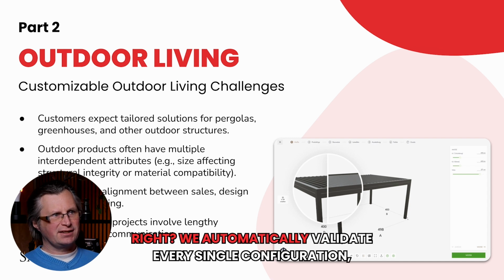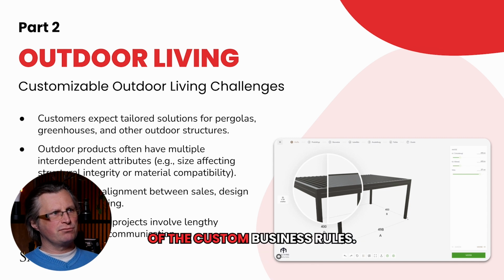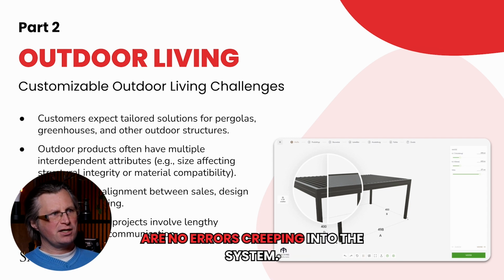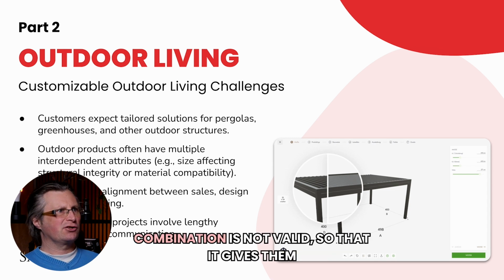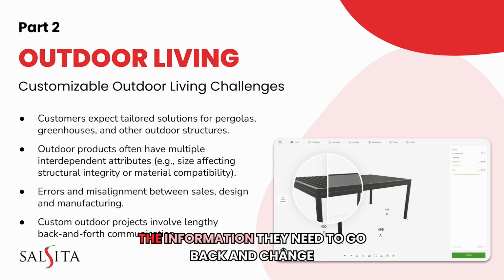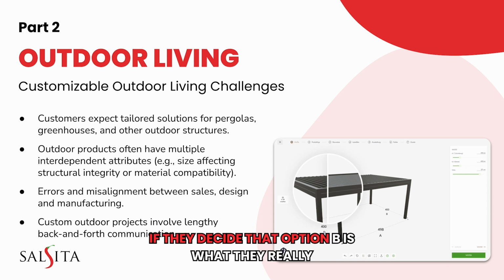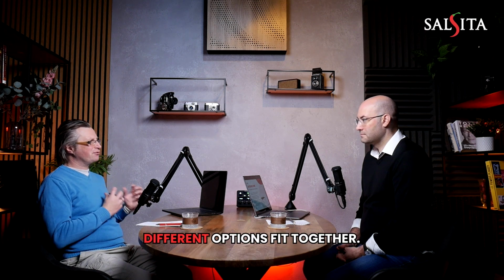Right. We automatically validate every single configuration every step along the way to make sure it fits all of the custom business rules. Yeah. And that allows you to be sure that there are no errors creeping into the system. You can also prompt the users with why a particular combination is not valid, so that it gives them the information they need to go back and change their minds. If they decide that option B is what they really need, then maybe option D needs to be deselected. It's really important to capture this to make sure that everyone understands the product and how the different options fit together.